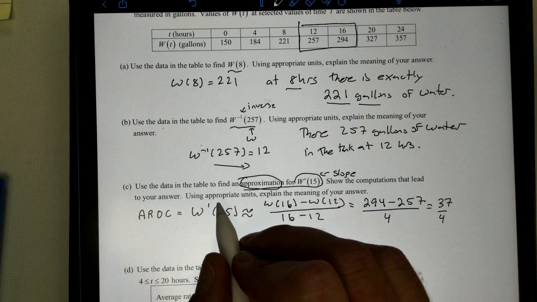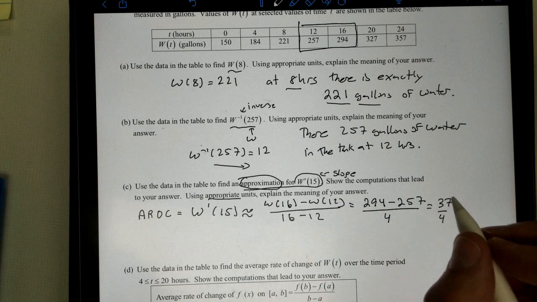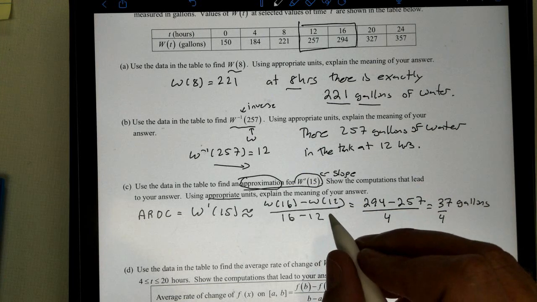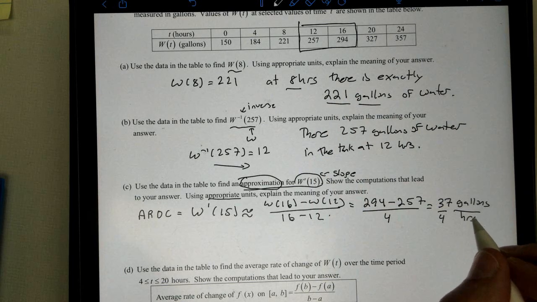But let's talk about units. So they say use the units. Well, the top, remember, is my gallons. So the top, my unit is gallons. Bottom is my change in hours or time. So this is 37/4 gallons per hour.